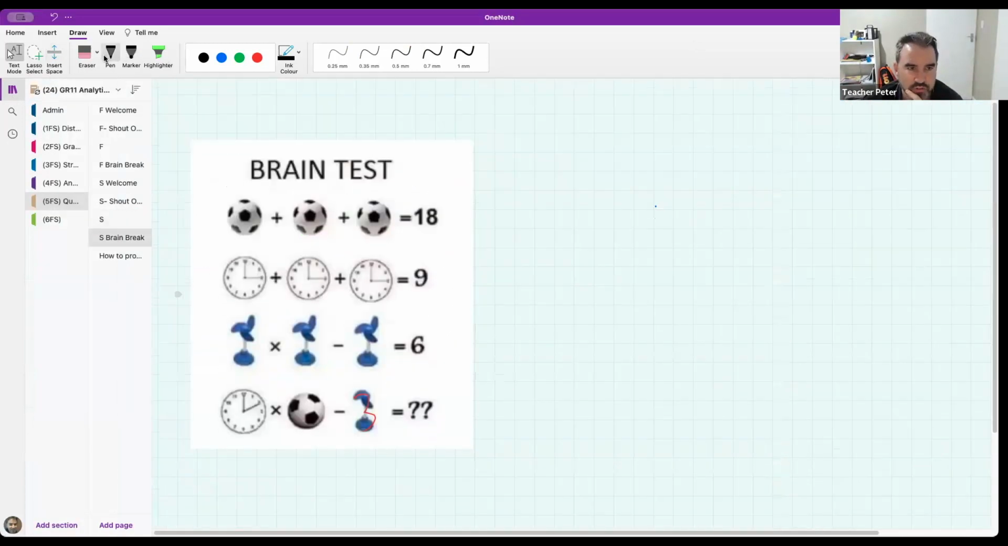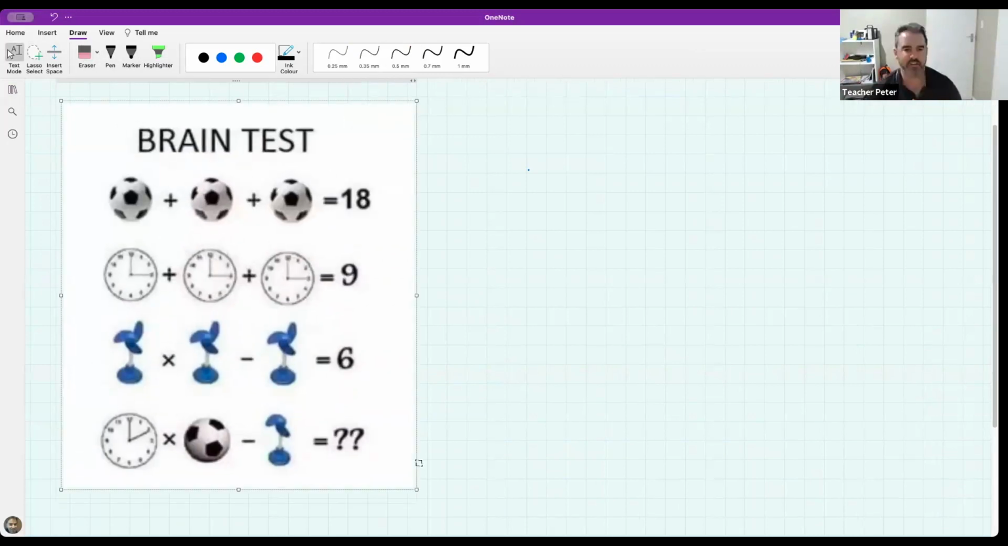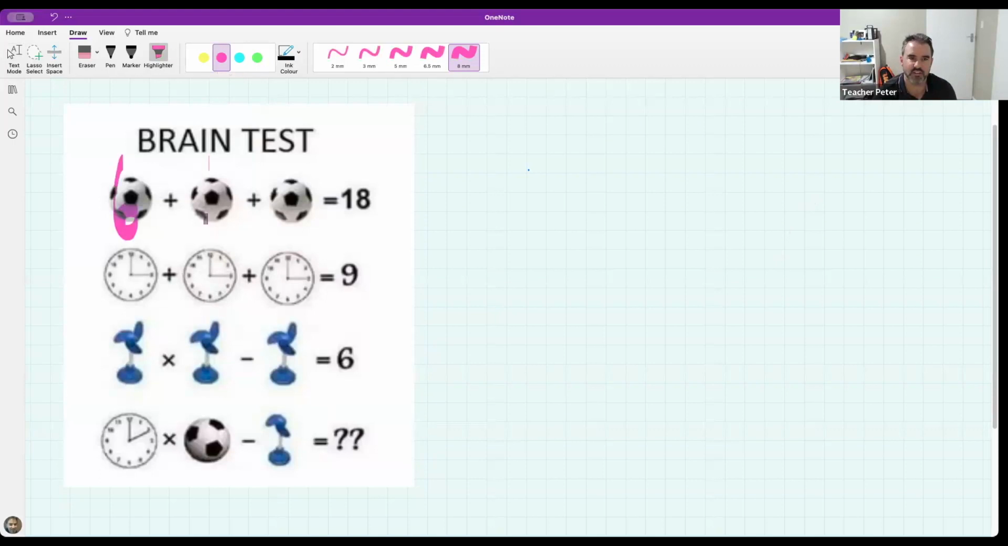Just to check if your concentration is really working, let's see if you can solve my brain test. So you need to figure out what is a clock times a soccer ball minus a fan. Not like a football fan, but like an air blowing fan. Over to you guys. So ball is 6. The people have spoken. The ball is 6. I agree.